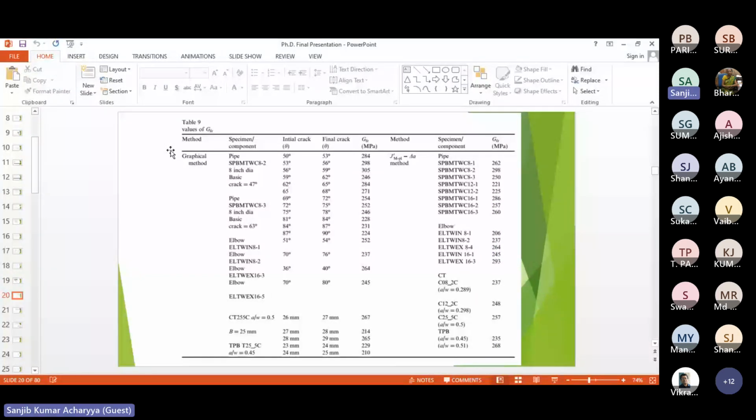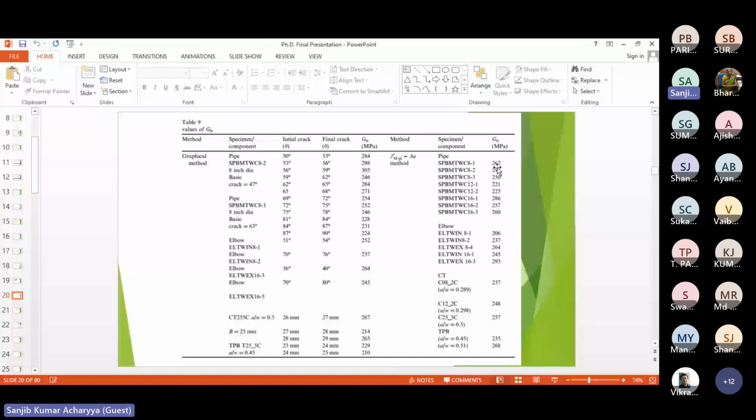Look, we have calculated GFR for different initial crack angles on pipe, for CT specimen, for elbow with closing bending moment and opening bending moment; a lot of variations are there. And we estimated the GFR from the graphical method. This column represents the value of GFR obtained from the graphical method, and this value obtained from the JMPL delta A method. Here I have shown a lot of data obtained.